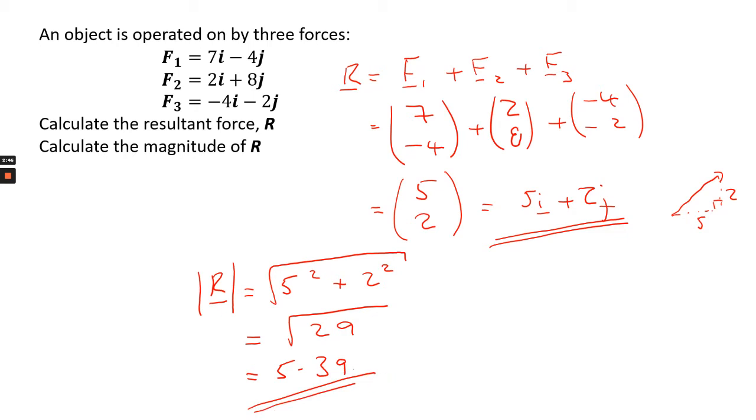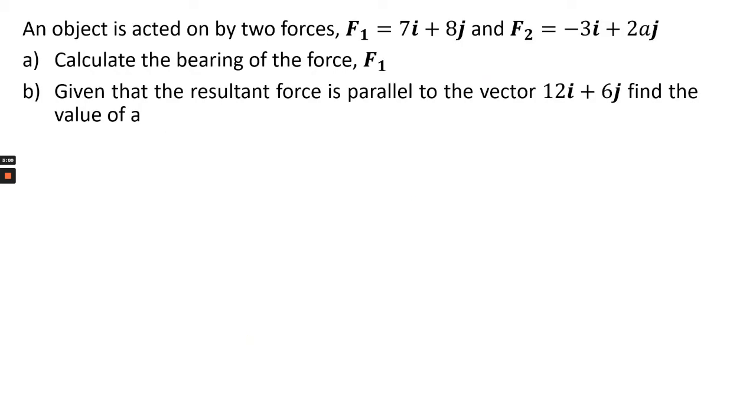Now, I need to be really careful here because in both cases I need my units of newtons. Okay, 5I plus 2J newtons and 5.39 newtons. Let's look at another example.